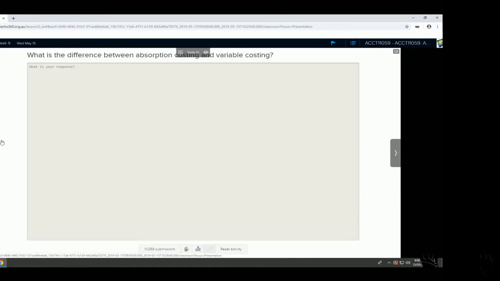What is the difference between absorption and variable costing? I'll just give you 30 seconds. You may have no idea, just write down what you can think. What's absorption costing, what's variable costing? How are they different?